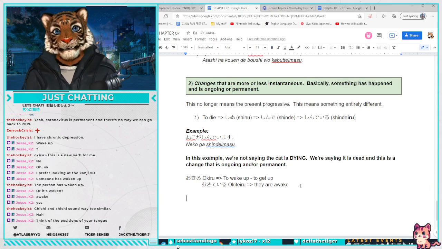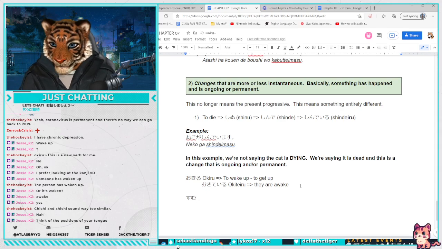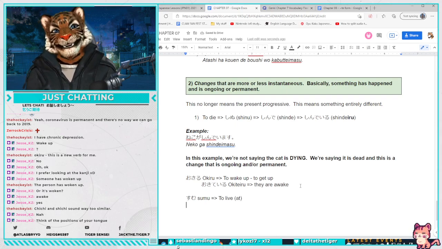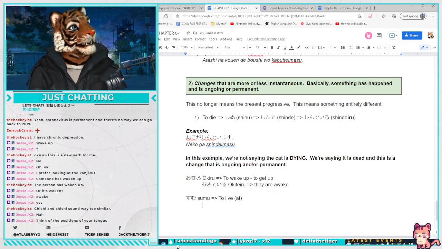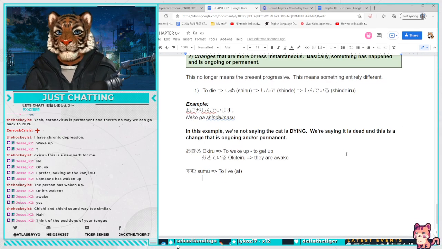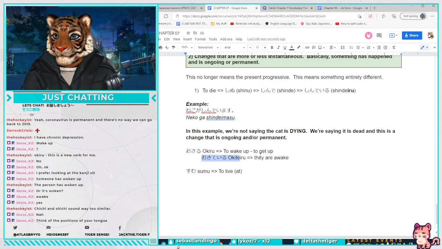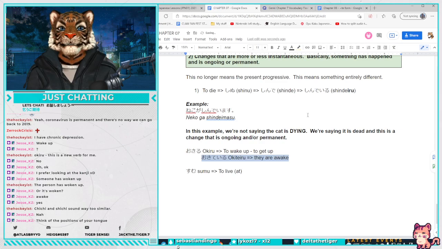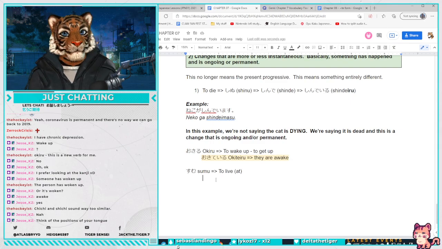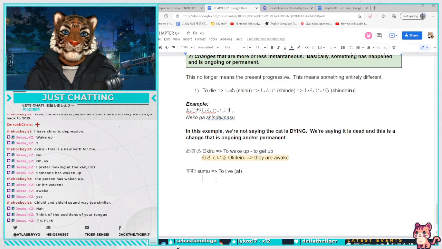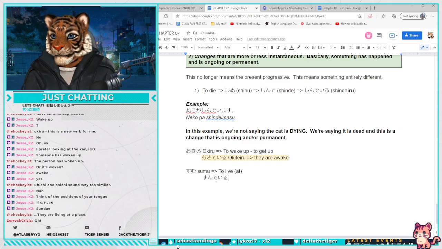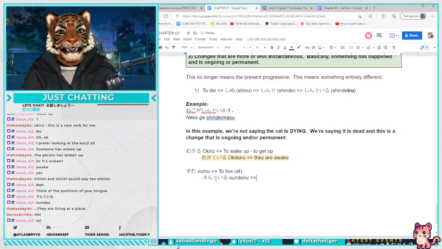Our new word here, let's use this one. Sumu. This means to live at. Try doing this. What is sumu in teiru form? What would sumu be in teiru form? It ends with mu. Hai, sundeiru. And that is correct. They're living at a place.